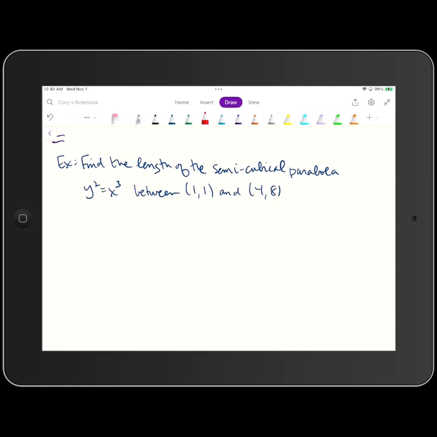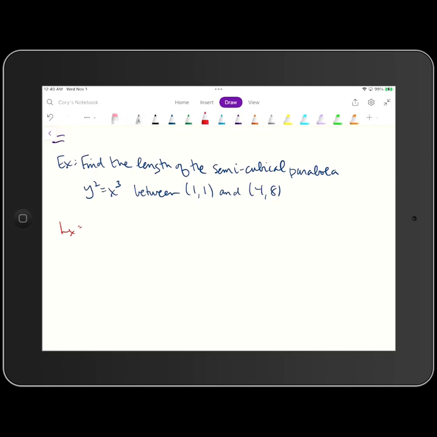So the first example asks us to find the length of the semi-cubical parabola y squared is equal to x cubed between the point (1, 1) and the point (4, 8). So there are two ways that we can set this up, and only one way that we're going to be able to solve this by hand. So let's go ahead and set arc length up with respect to x, which we're going to compute by hand, and then we'll set up arc length with respect to y, which we can set up, but given what we know about integration, we're going to need to use our calculator to evaluate the integral.